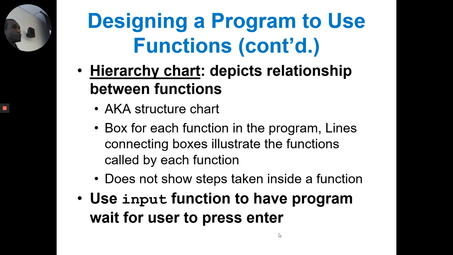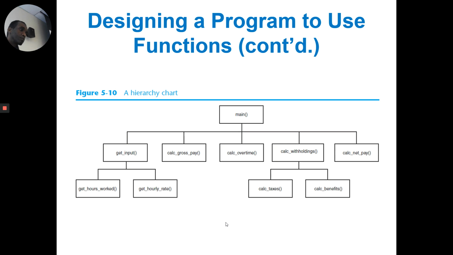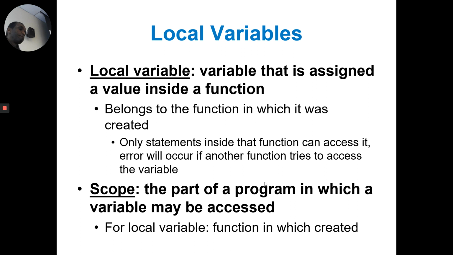The first thing you should do is write your program and break it down into functions. It's from there that you draw your flowchart and hierarchy chart, okay? Use input functions to have the program wait for a user to input. So here's basically the hierarchy chart. For this assignment, it's only asking for the first level and the second level. You don't have to do subcharts if you have other functions inside.